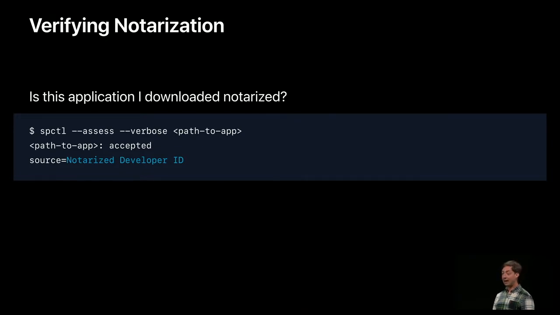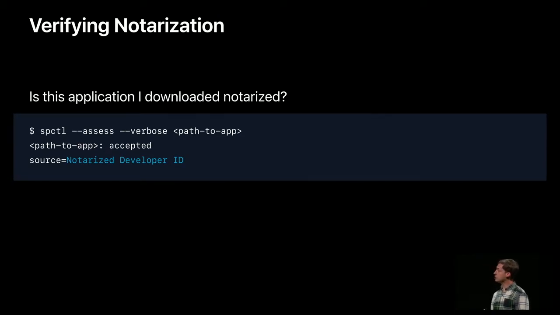But if you want to check an application bundle, you can use the spctl command with the assess option and the verbose output and pass it the path to the application. And the source will tell you whether or not it was notarized. Notarized developer ID means that it was successfully notarized, and if it shows anything else, that means that it wasn't notarized.